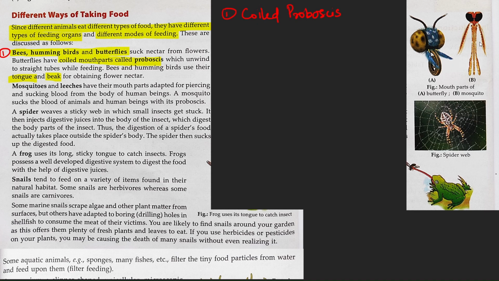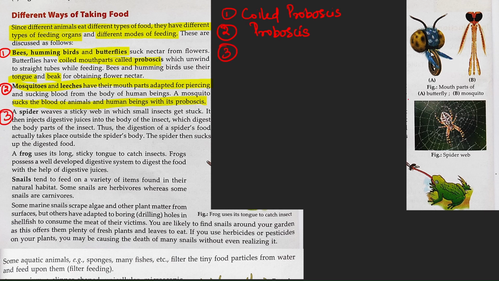And the second one is mosquitoes and leeches. Mosquitoes and leeches have their mouth parts adapted for piercing and sucking blood from the body of human beings. A mosquito sucks the blood of animals and human beings with its proboscis.